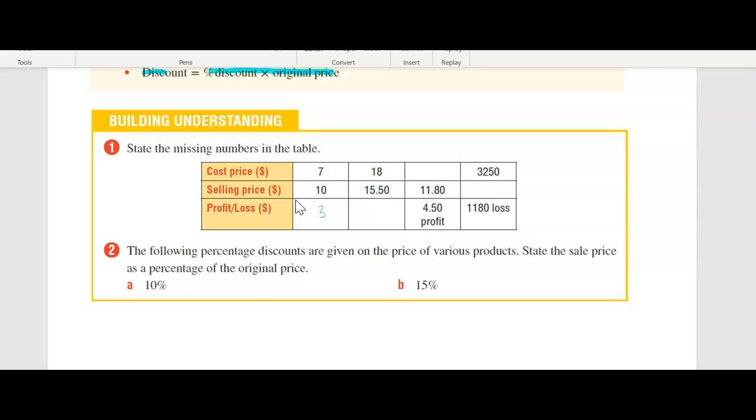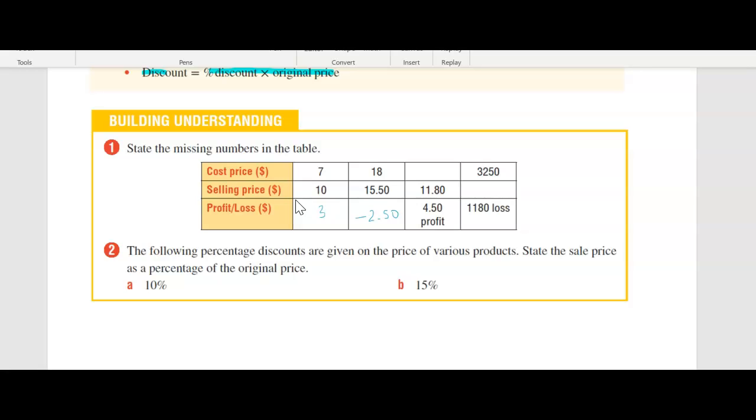Let's say I bought umbrellas. And I thought I'll take them to school because it was raining the other day and I can sell them, but no one was buying them. So I reduced the amount to $15.50 just to get rid of them. So I actually made a loss because 18 minus $15.50 gives me $2.50. So I actually made a loss.